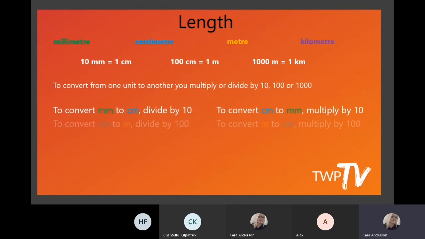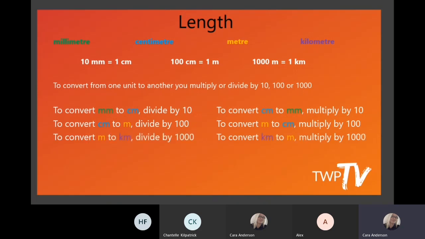Okay, so for centimeters to meters, you divide by 100, or meters to centimeters, you multiply by 100. And the same when it comes to meters to kilometers, you're dividing by 1,000, or kilometers to meters, you are multiplying by 1,000. So most important thing, tens, hundreds, thousands. Use your visualization. Remember which ones are the biggest and which ones are the smallest.